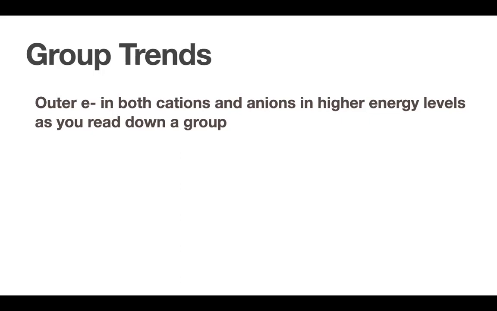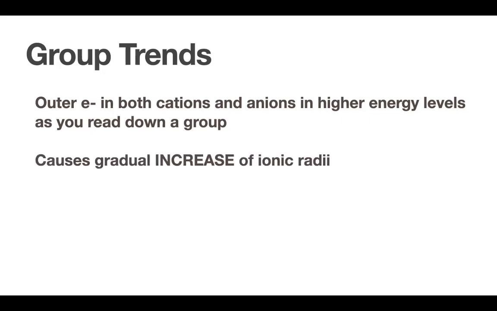The outer electrons in the group, the outer electrons in both cations and anions in higher energy levels. Huh? Outer electrons? That statement makes no sense. Oh, no. Yeah, now I get it. The outer electrons in both cations and anions are in higher energy levels as you read down a group. Sometimes using shortened English even confuses me.